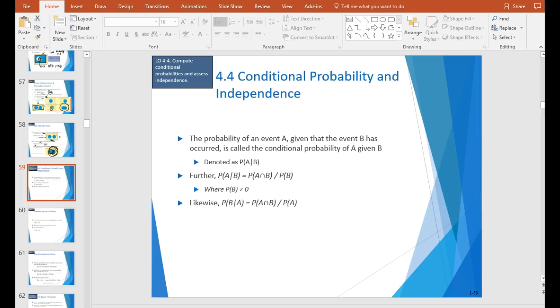The probability of an event A given that event B has occurred is called the conditional probability of event A given B, and that's denoted as this. That is pronounced "A given B," where that line is a "given." Further, the probability is defined as this: the probability of A given B is equal to the probability of the intersection of A and B, or probability of A and B, all over the probability of B. Likewise, probability of B given A is equal to the intersection over the probability of A.